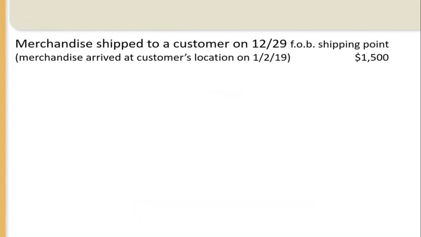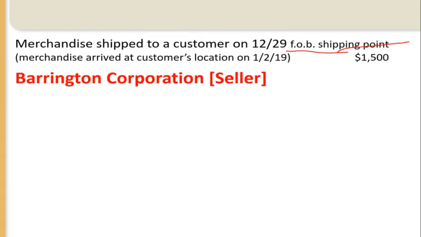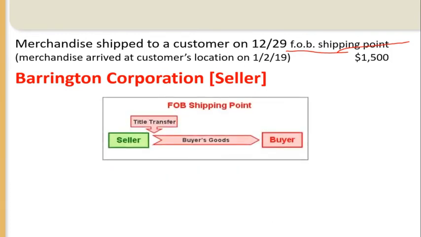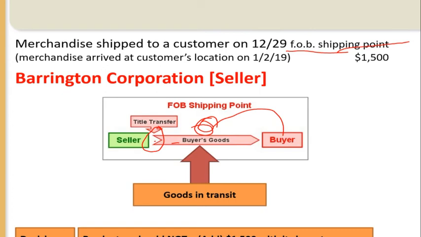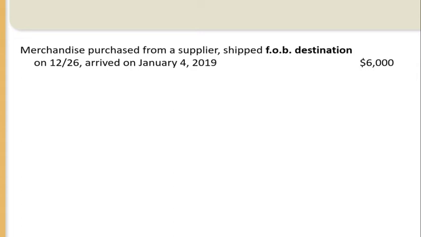The second one, merchandise shipped to a customer. In this case, the term is shipping point. Here Barrington Corporation is the seller again, and it is free on board shipping point, so the ownership is transferred at this point. The ownership of these goods is transferred to the buyer. They are in transit, so for goods in transit, the ownership goes to the buyer. So the final decision is Barrington should not add this 1,500 to its inventory.